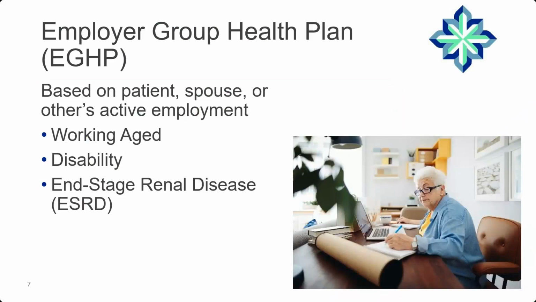So we'll start with employer group health plans. These plans are offered through an employer, a union, or an association to individuals while they are still working. Patients could also be covered by their spouse or another individual, such as a legal guardian. Sometimes if a disabled child qualifies for Medicare, a primary insurance could pay first depending on their parents' employment status.